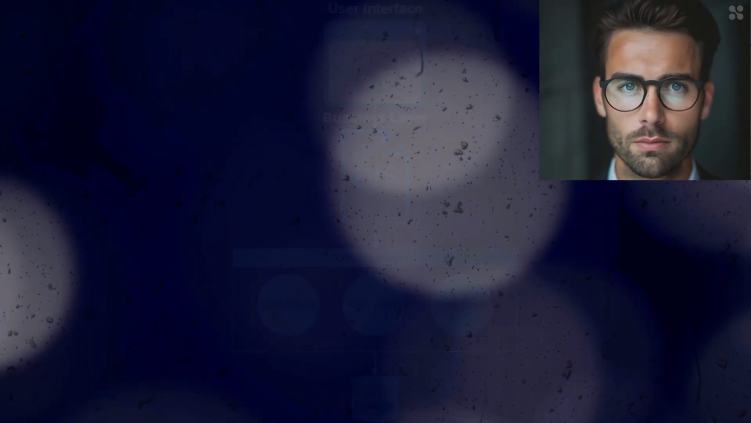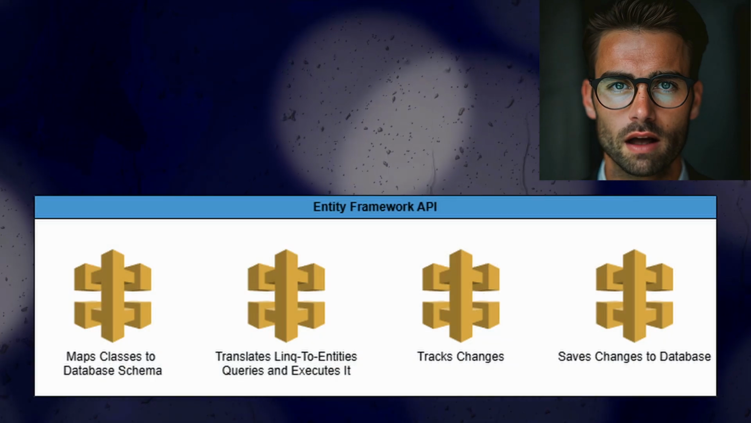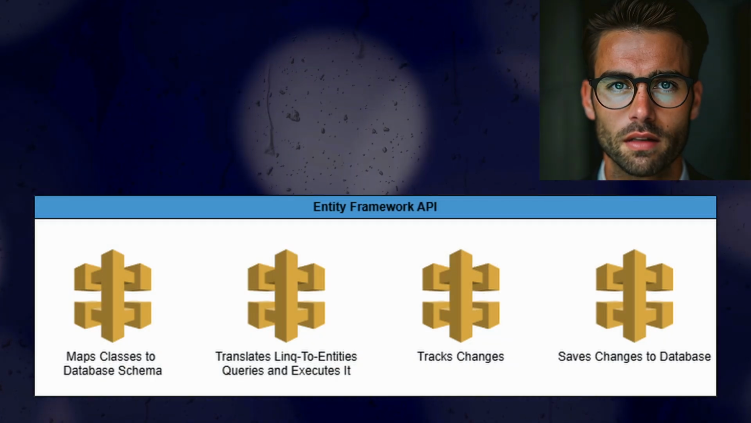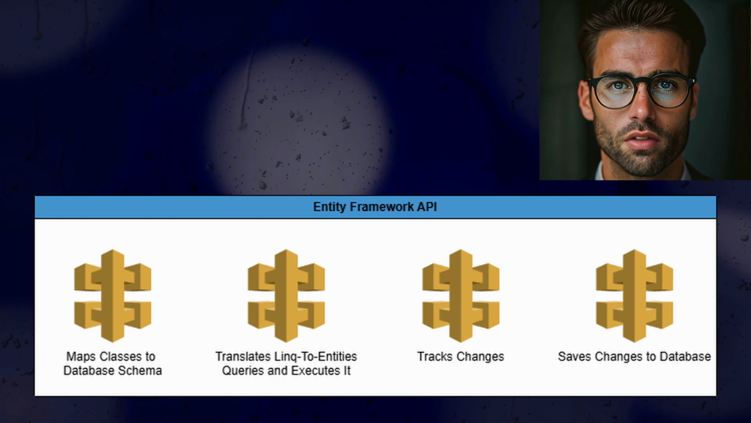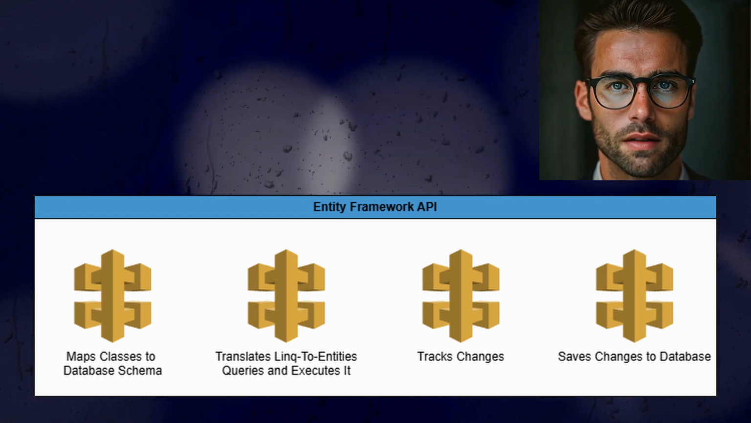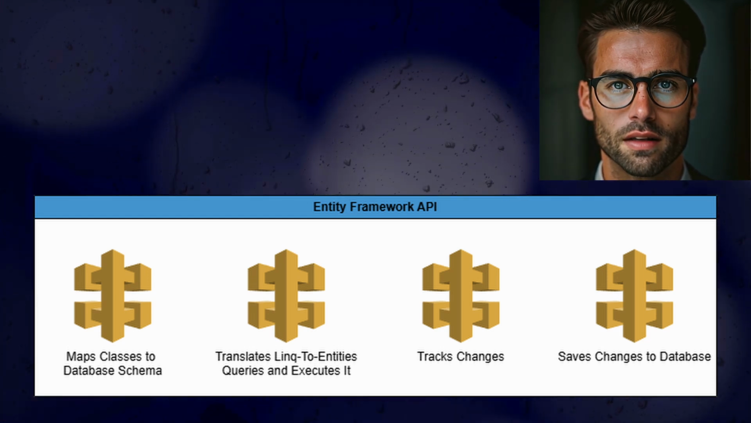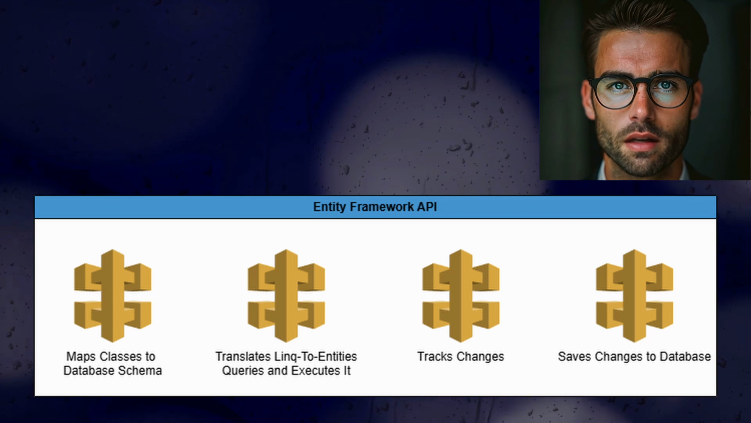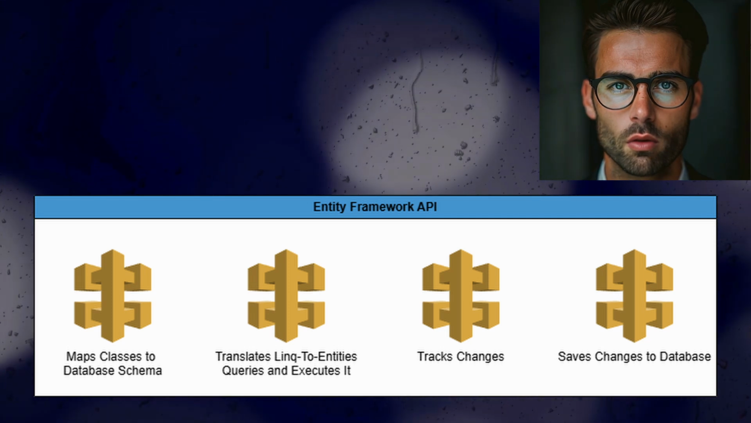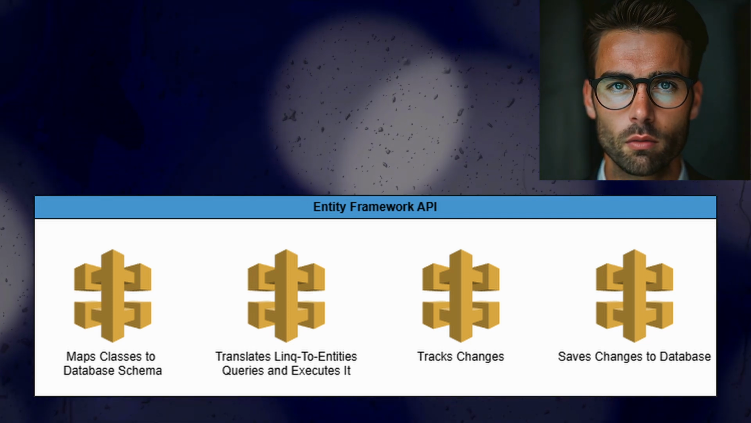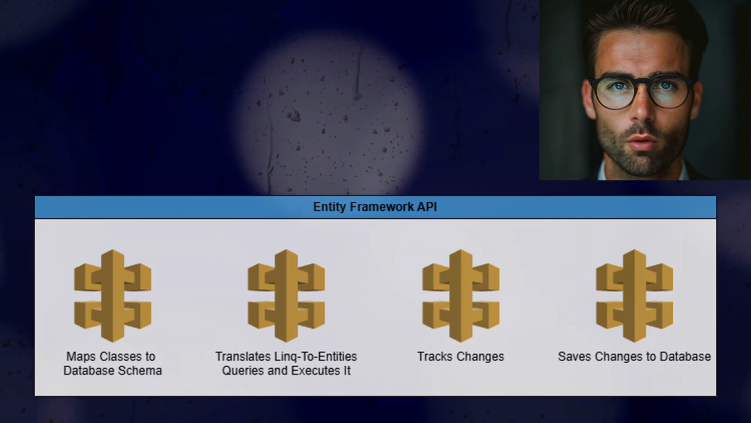and maintainable. Under the hood, EF Core's API maps your domain classes to the database schema. It translates your LINQ queries into SQL, tracks changes made to your entities, and saves those changes back to the database. This abstraction means you can focus on writing C# code without worrying about the intricacies of SQL.